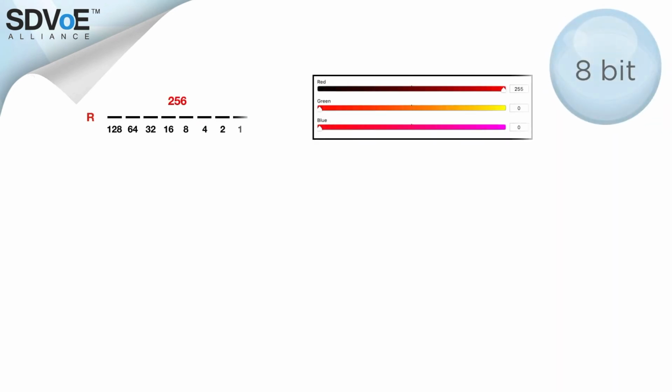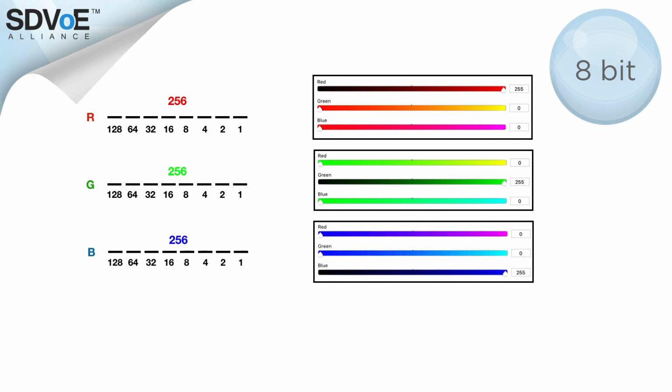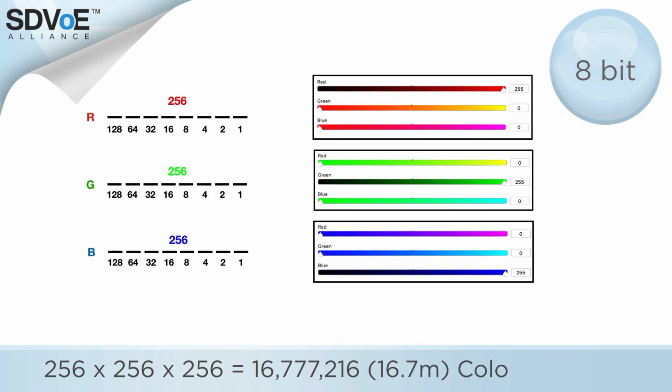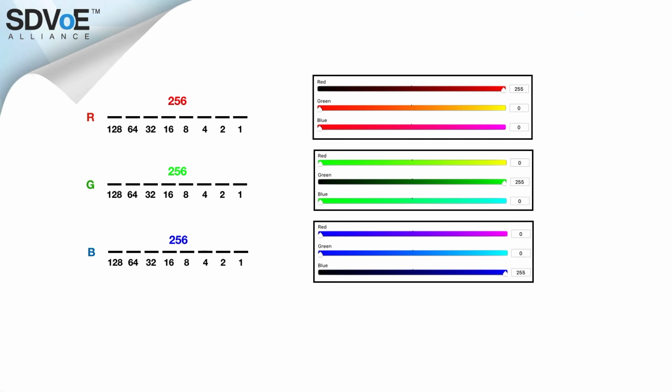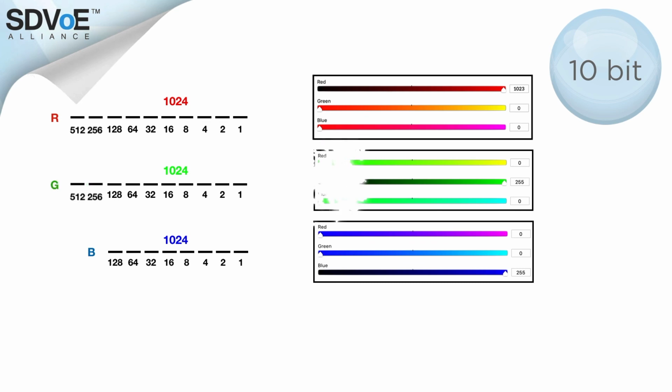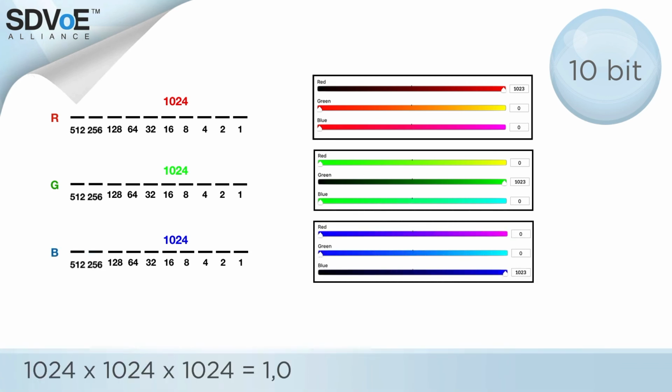Now let's apply this to each colour. So 8 bits for red, 8 bits for green and 8 bits for blue, giving us a total combined value of 16,777,216 colour shades per pixel, which seems like a lot, but let's see what happens when we make each pixel 10-bit. By adding just 2 extra bits, we now have a total of 1,024 shades for each of the red, green and blue values, giving us over 1 billion possible colour shades per pixel.